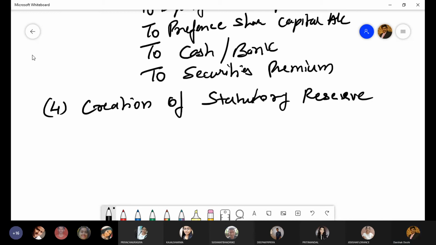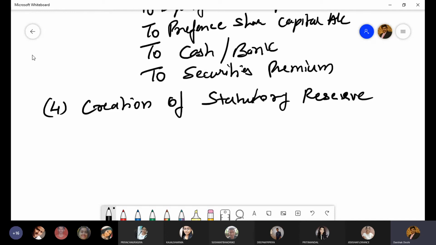Say for example, you are running a business where the government requires you to create a reserve. The reserve which you create for that is known as statutory reserve. It is compulsory for you to create that reserve. Currently you are not into that business, and now by taking over the business from the vendor company, you need to create the statutory reserve.